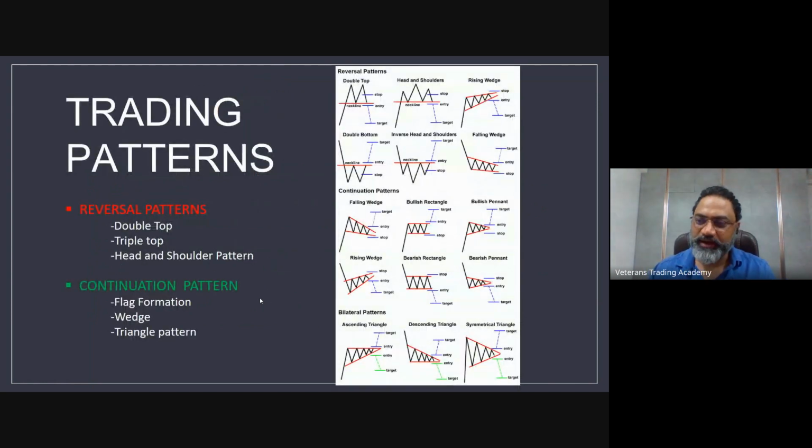Generally, they are divided into two parts. One is reversal patterns, and the other is continuation patterns. In reversal patterns, we have double top, triple top, head and shoulders patterns, and some other patterns also. And in continuation patterns, we have flag formation, wedge formation, and triangle pattern, which we'll cover as we move on.